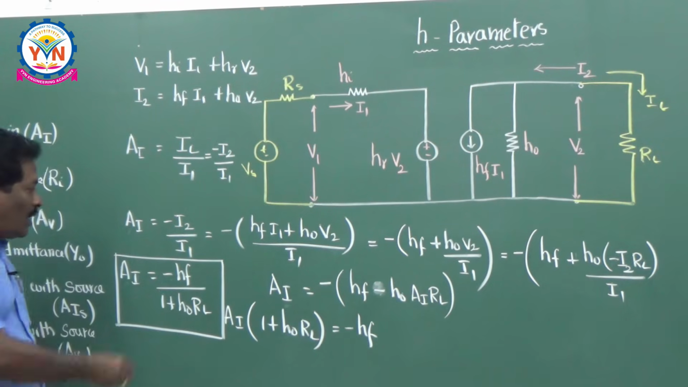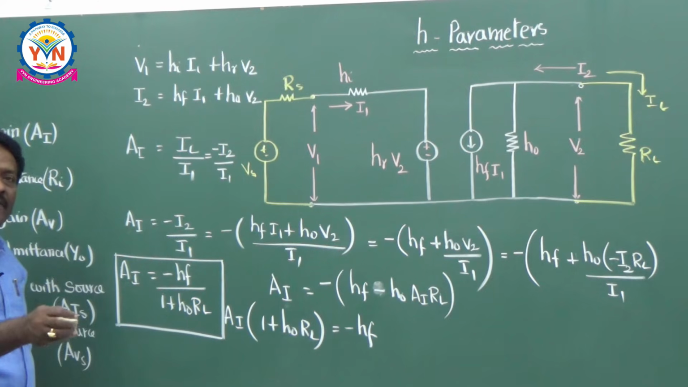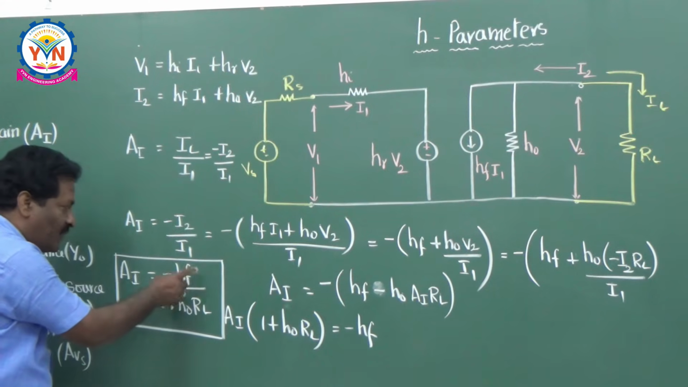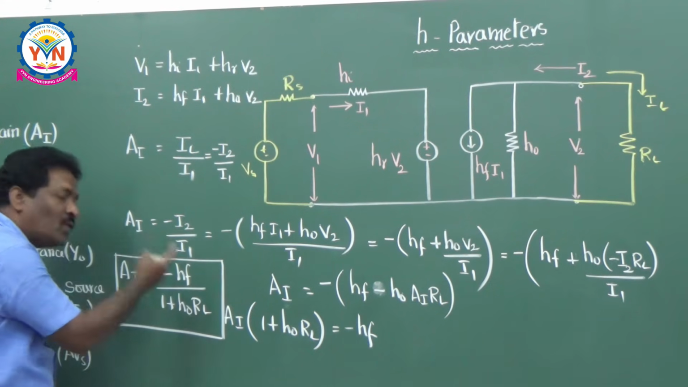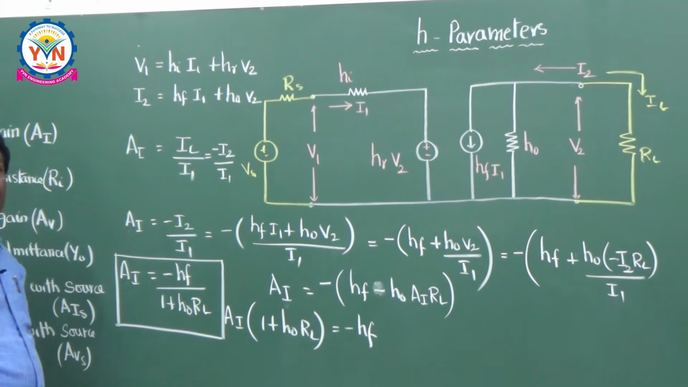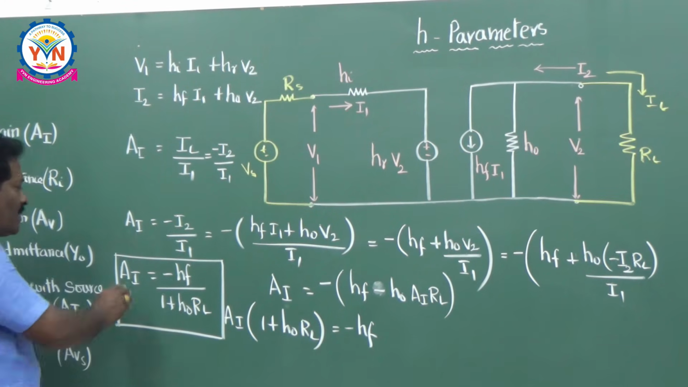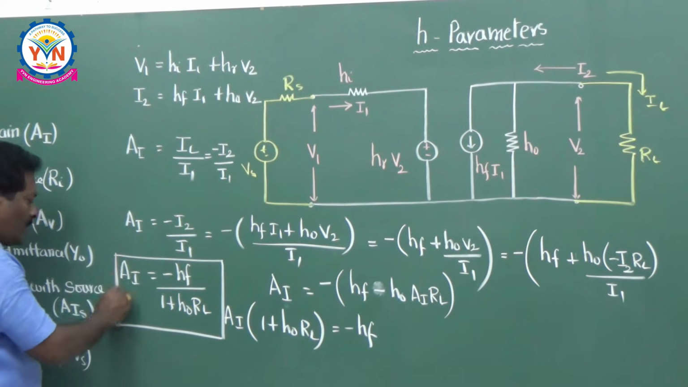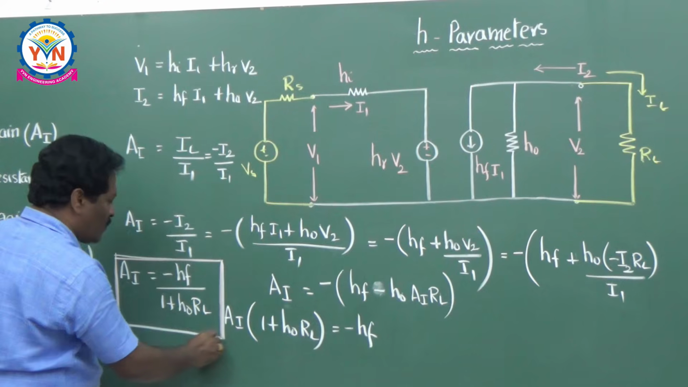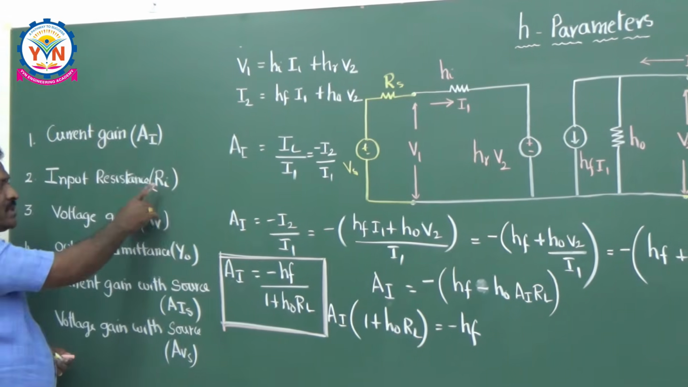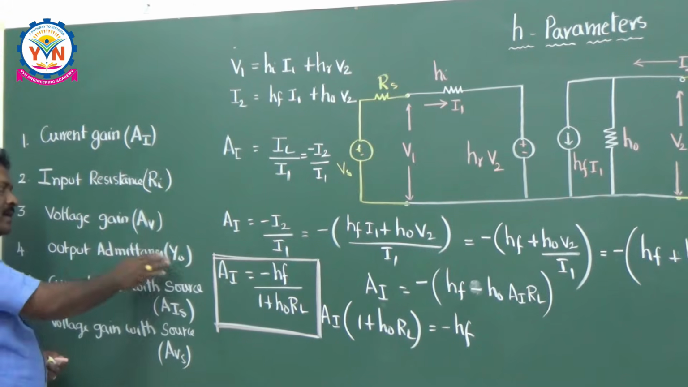I already told you, all these expressions are equally valid for all configurations. Suppose it is for common emitter, AI is equal to minus HFE divided by 1 plus HOE into RL. That means for the common emitter configuration. So now we are developing generalized expressions. Whenever you are doing problems in future also, follow the sequence. First find the current gain, then the input resistance, then voltage gain.